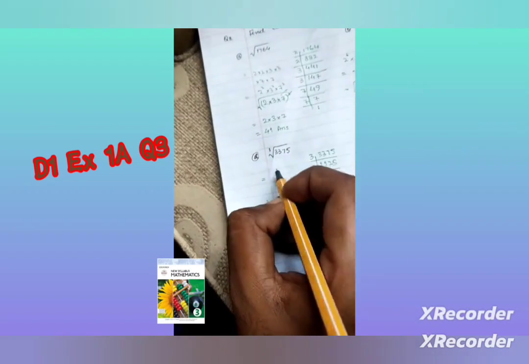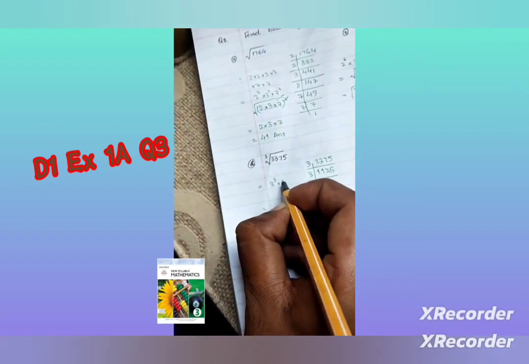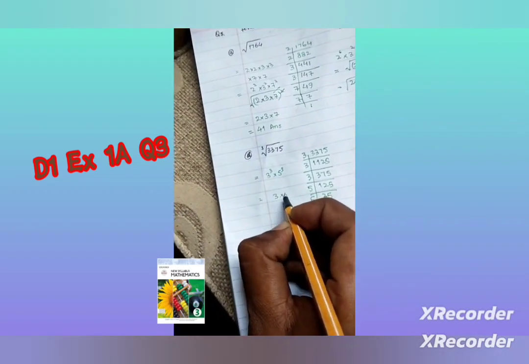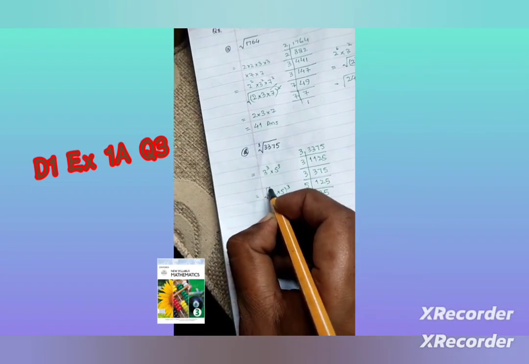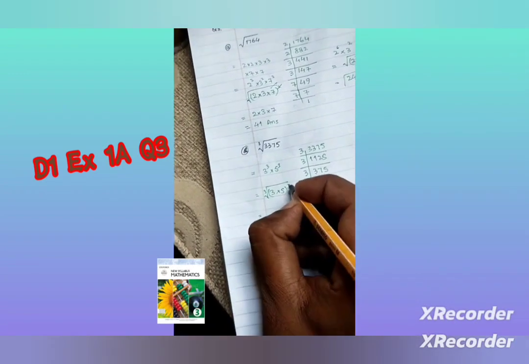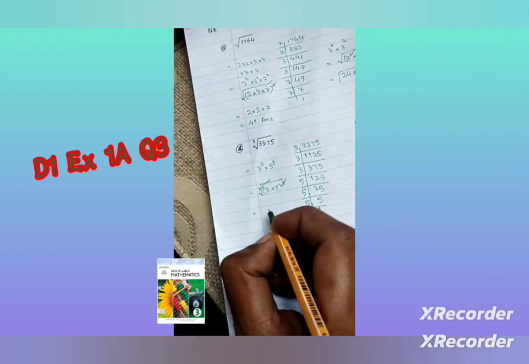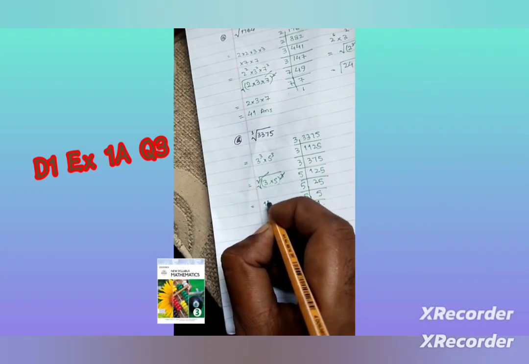So what we have got is 3 cube multiplied by 5 cube. So we can write (3 multiplied by 5) whole cube under the cube root. So we can cut out this cube with this cube root. We have got 3 multiplied by 5 is 15. That is our answer.